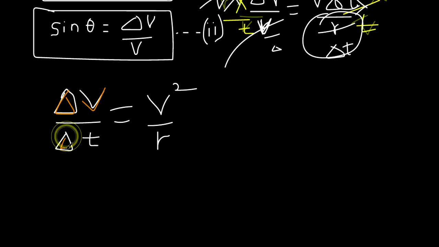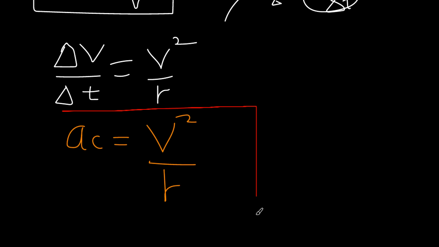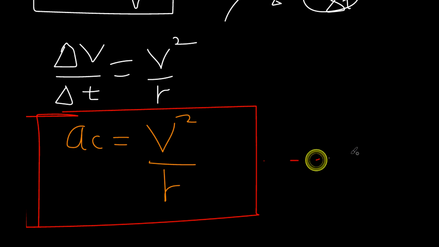So here, this change in v over change in time, if we replace it with AC, we'll know that AC, which is acceleration, equals v squared all over r. And by this one, we'll have proven our formula. So that's all. This is the answer.